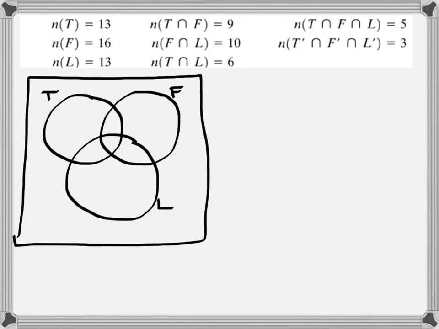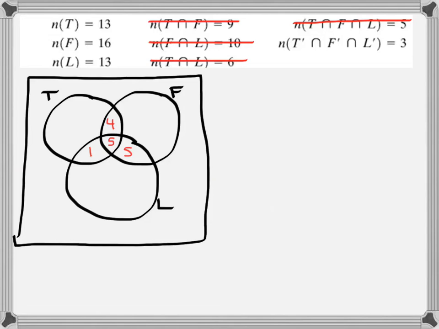Alright, so we have the region of T intersect F intersect L. I've labeled the Venn diagrams appropriately, and I know that we have 5 members in all 3 sets, so I'm going to put a 5 in the middle. My next goal is to try to deal with the rest of the little islets. In other words, where 2 sets intersect. Alright, so we can do all 3 of these.